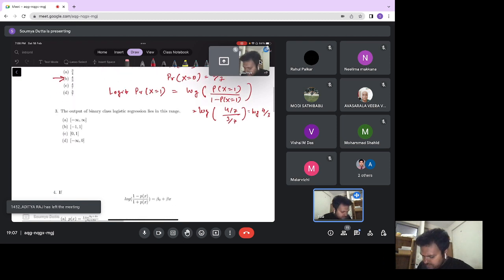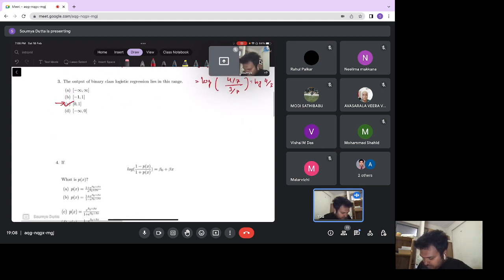Then the third question is quite simple: the output of the binary class logistic regression lies in this range. You will know that it finally outputs a probability. So the output of a binary class logistic regression would be a number between 0 and 1. And therefore this is the correct answer. Okay, so that's the three questions.